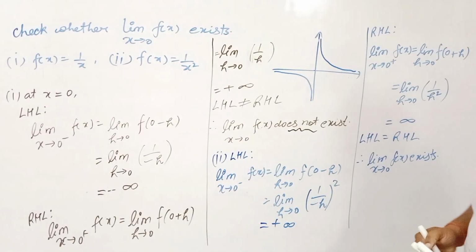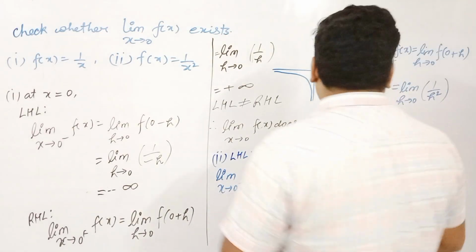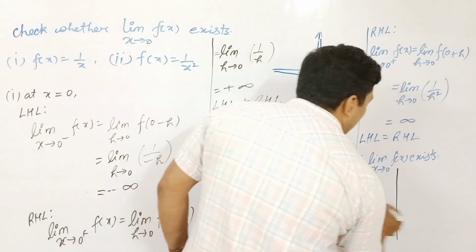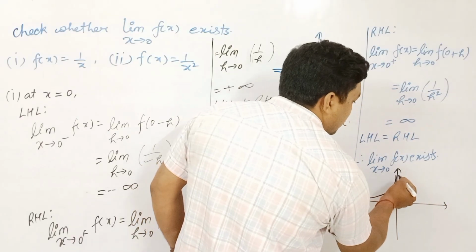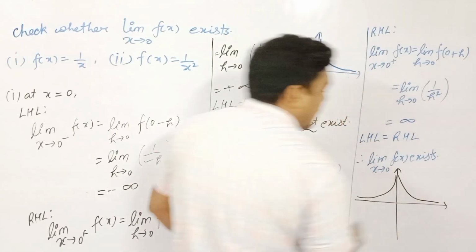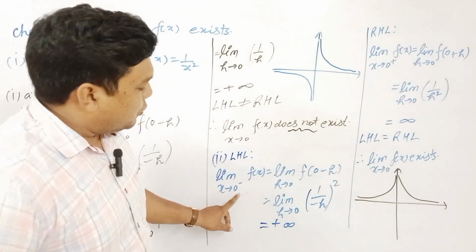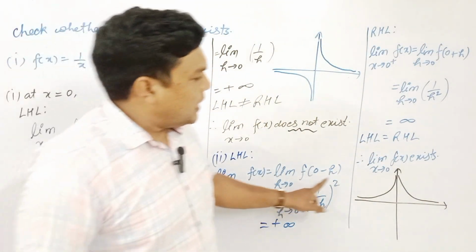Now look what is here. In this case, the graph of f of x equals 1 upon x square. What will be the graph of f of x equals 1 upon x square? When you draw this, the graph is like this. Now look, when x is approaching 0 from the left, what is f of x?